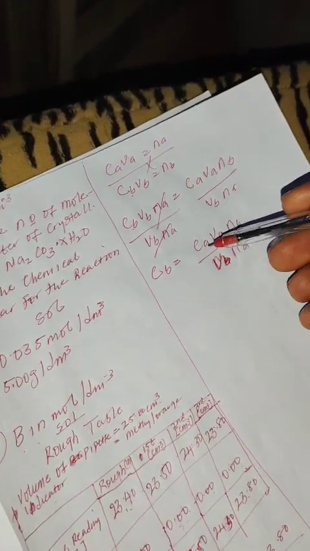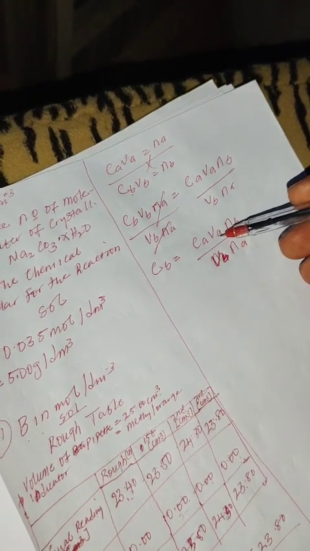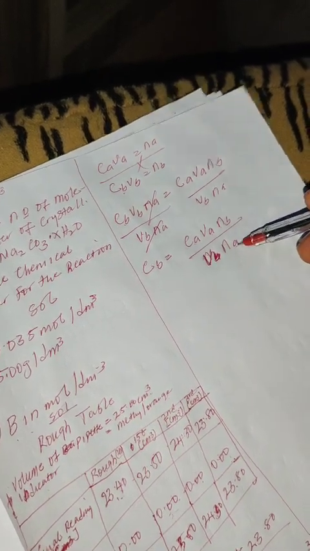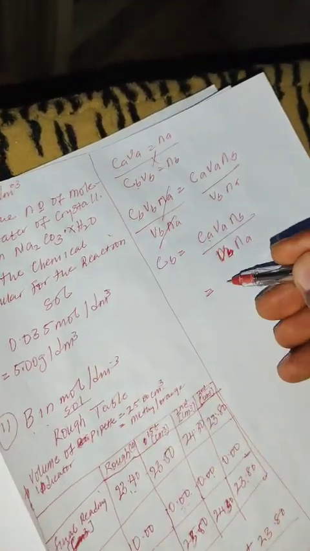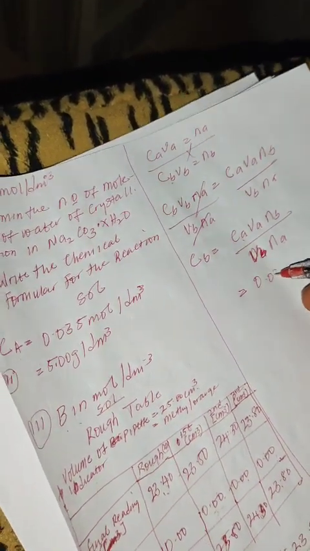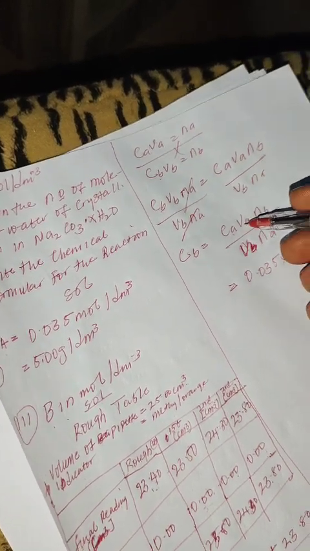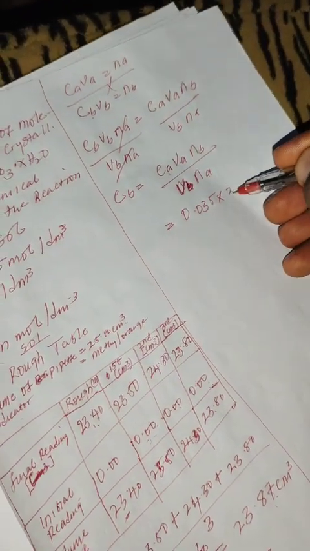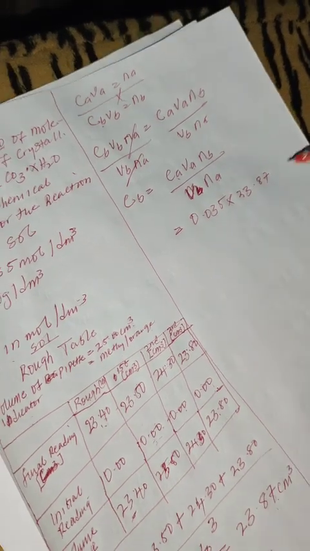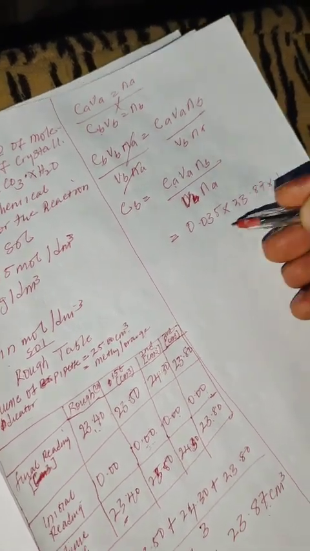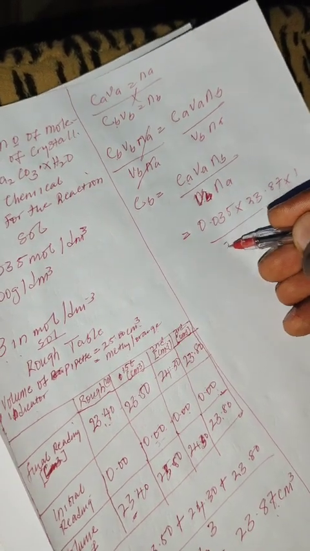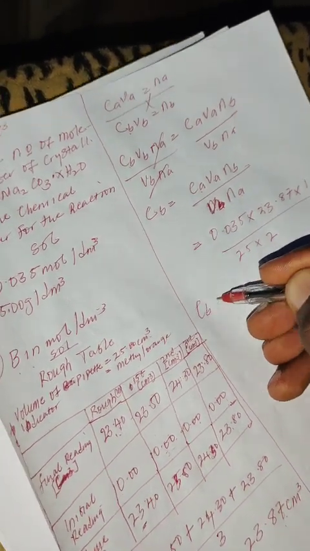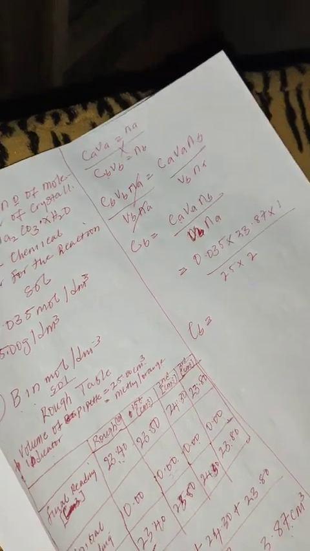Now this is my concentration of the acid, volume of the acid, number of moles of the base, volume of the base, and number of moles of the acid. When I do that, what is my CA? My CA is 0.035 times the volume of acid which I have solved to become 23.87, times the NB, which is what, 1, divided by the volume of the base, we have 25, times 2.